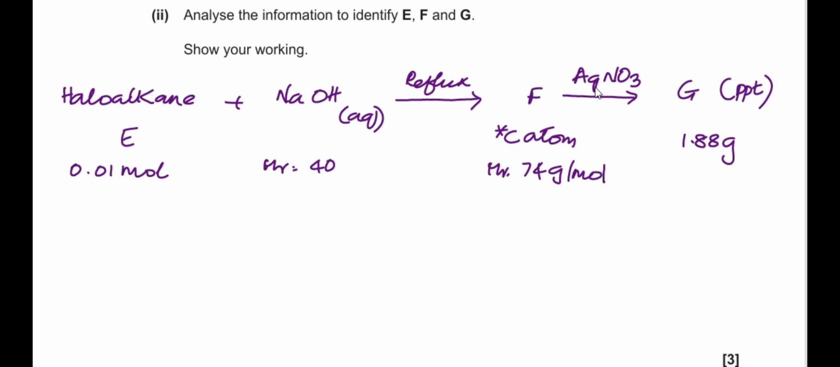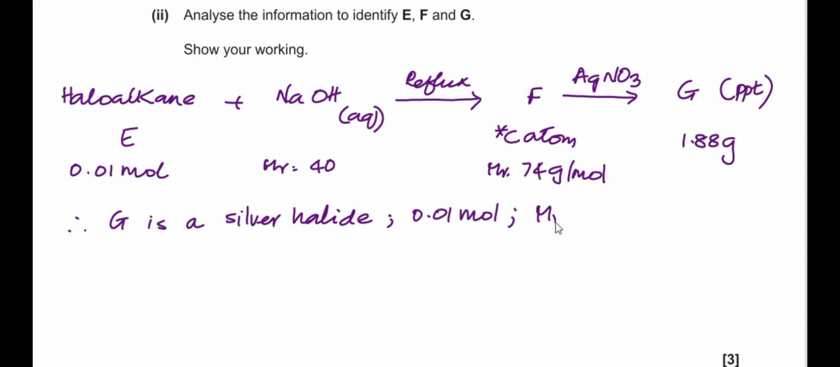That halide ion reacts with silver nitrate to form G. Therefore, G must be a silver halide. Now it must be having 0.01 moles, because as per the reaction, it's a 1-to-1 relationship there. Hence, its Mr will be equal to its mass 1.88 grams divided by 0.01 moles, which is equal to 188 g per mole.